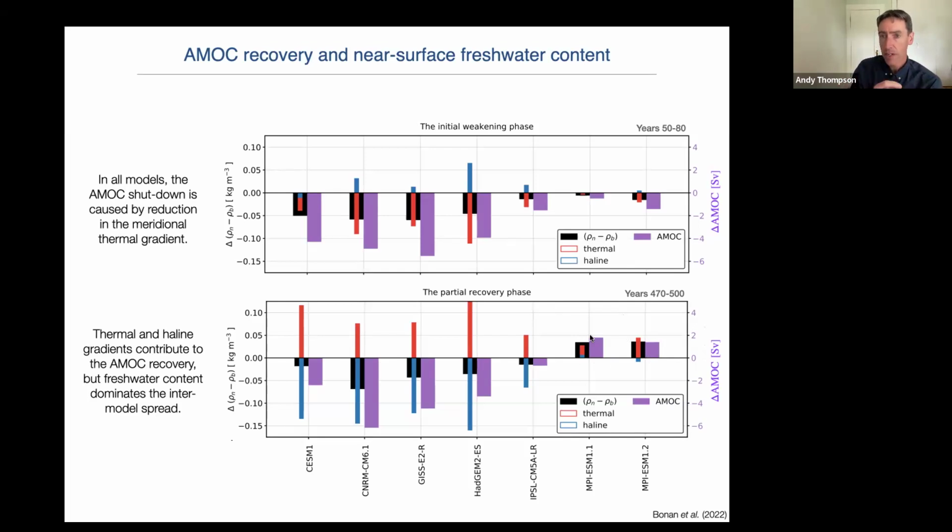But now you see a really different contribution from the warming, the thermal component, and the haline component. And they have very different responses. Now here we see that all of these red bars are positive, which implies that differential heating should be starting to re-strengthen the AMOC. We should be warming the low latitudes, re-establishing that density gradient and turning the AMOC back on, but that's being opposed in most of these models by a freshwater flux.